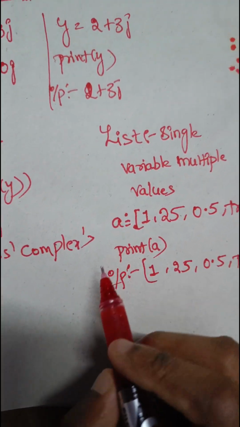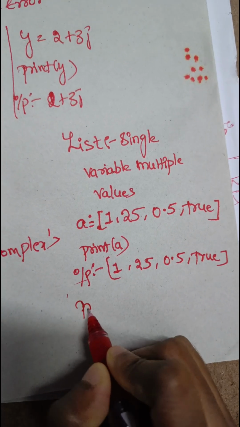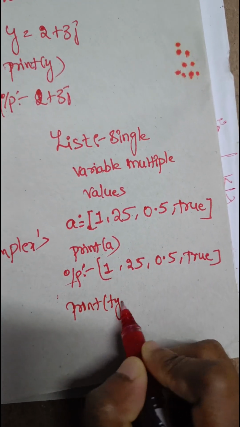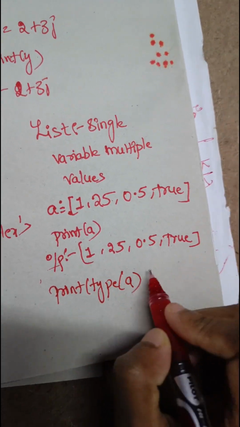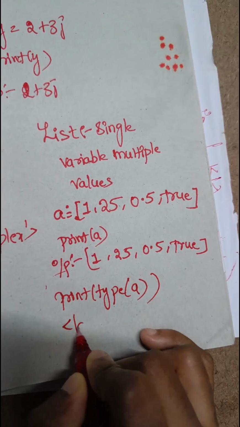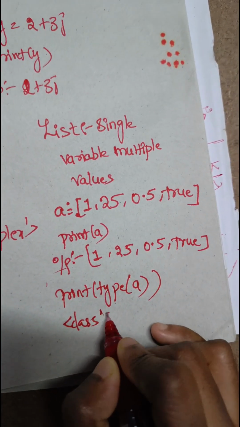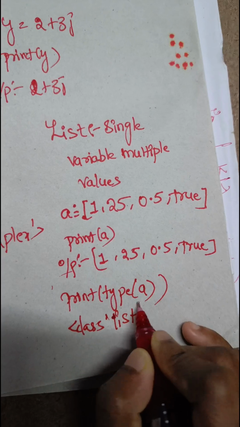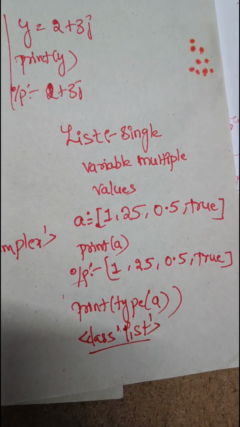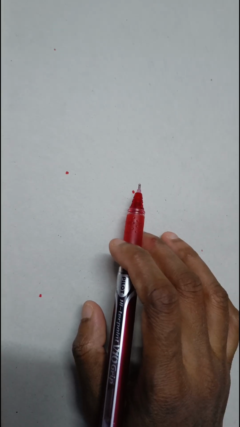Now suppose in the same program, if you write print of type of a, what will be the output? Print of type of a. So now the output is class. What is the data type? List, right? So you will get the list data type. Take one more example, the same list.